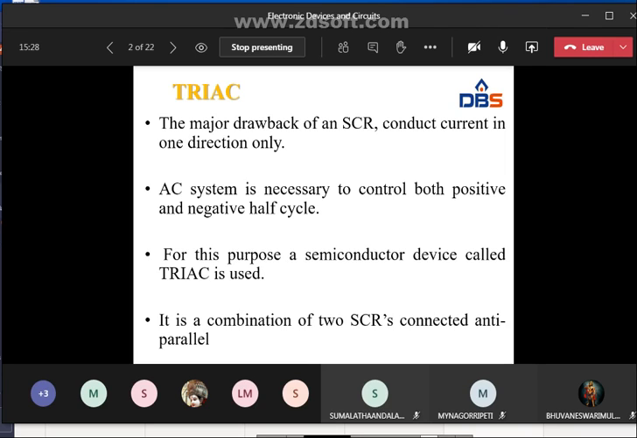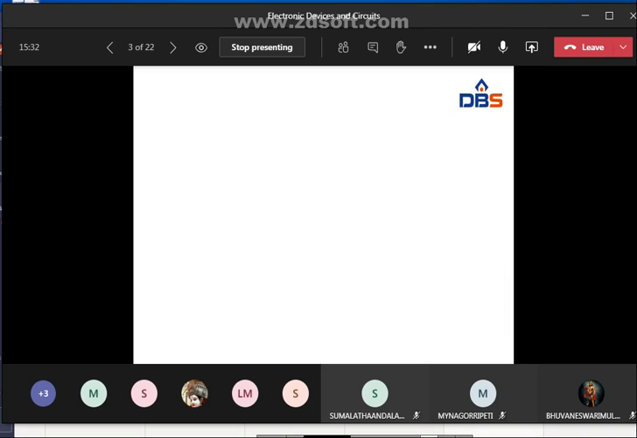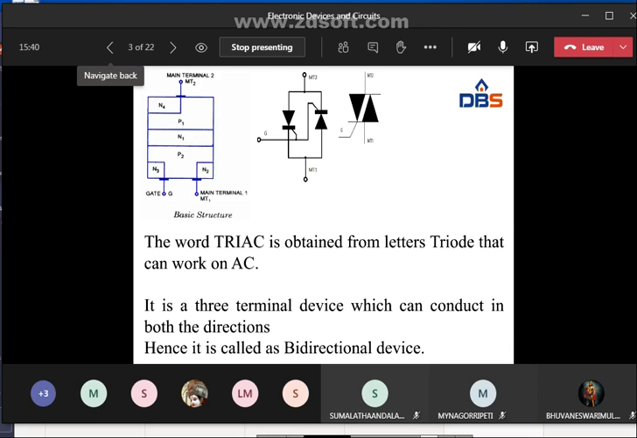So when it comes to the construction of TRIAC, see here. Two SCRs are connected in inverse parallel with the gate terminal as common. That means the two SCRs are connected in anti-parallel connection, and then the TRIAC is formed. The gate terminal is connected to both the N and P regions, due to which the gate signal may be applied irrespective of the polarity of the signal.